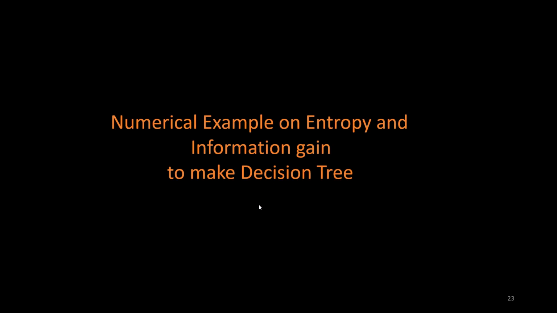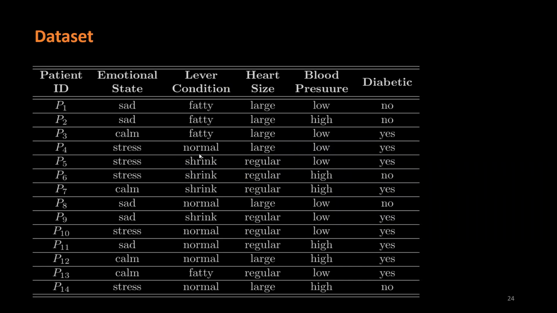So in this lecture, we are going to solve a numerical example on entropy. Entropy is an important criterion in order to find the information gain, and information gain is used to construct the decision tree. So this is the dataset which we are going to use in our numerical example.